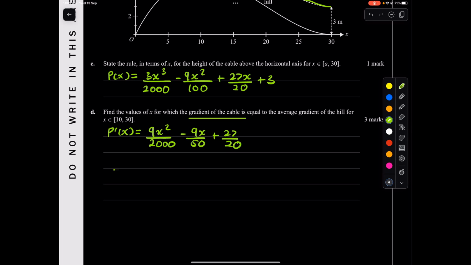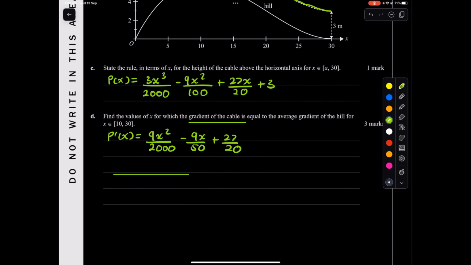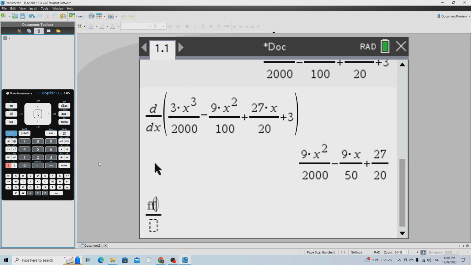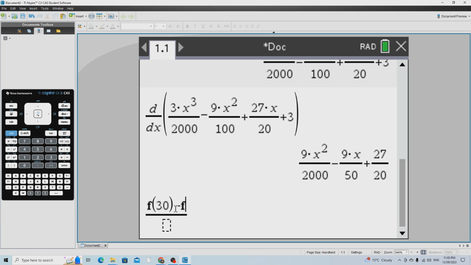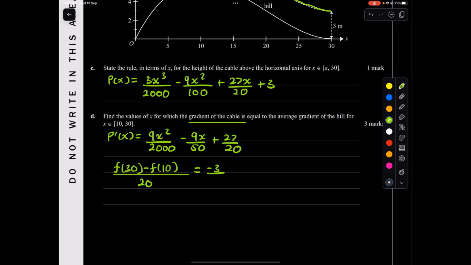To find the average gradient of the hill from x equals 10 to 30, we're saying that it's f30 minus f10 all over 20. That'll be negative 3 on 10. And we just equate those. So 9x squared over 2000 minus 9x over 50 plus 27 over 20 must equal negative 3 on 10.